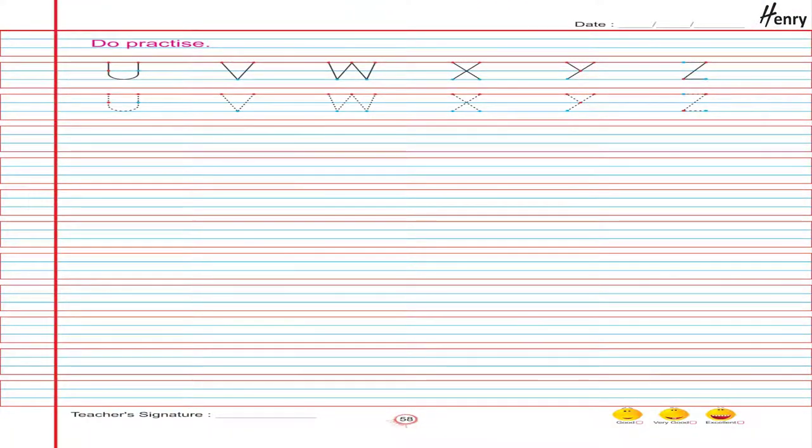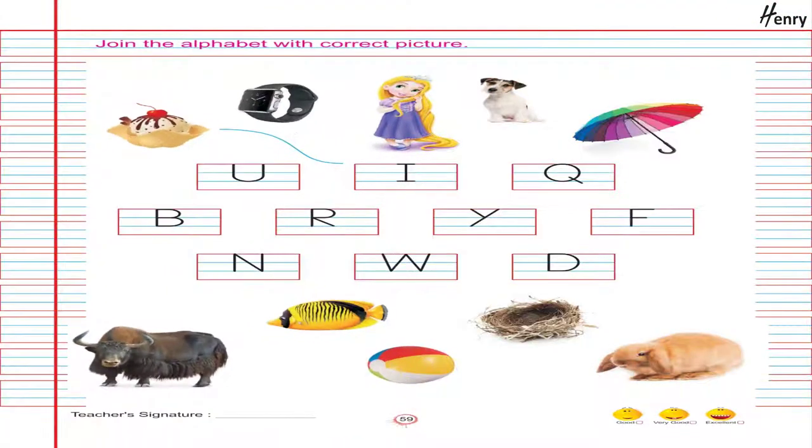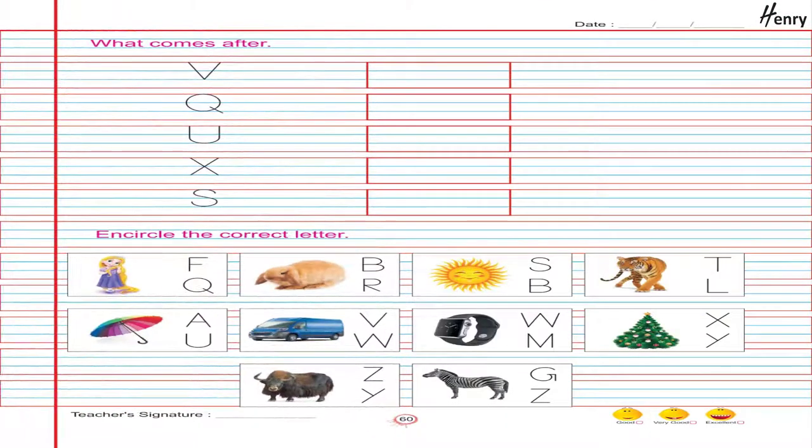Do practice. Join the alphabet with correct picture. What comes after? Encircle the correct letter.